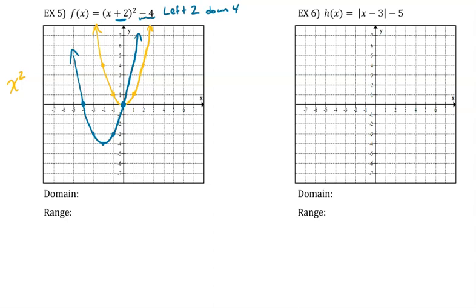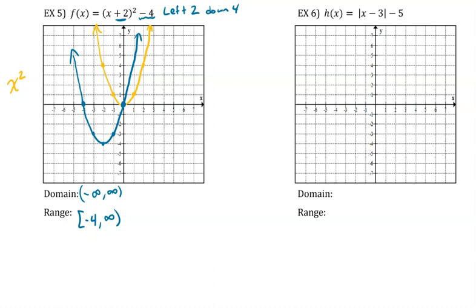All right, domain and range. So the domain, negative infinity to infinity still. The range, our lowest is now negative 4, all the way up to infinity.